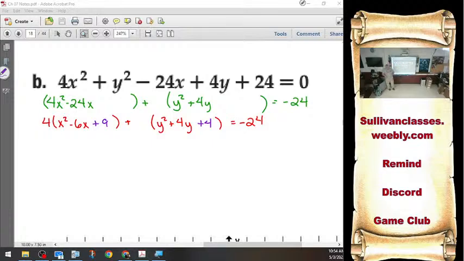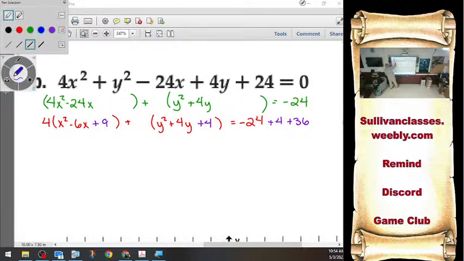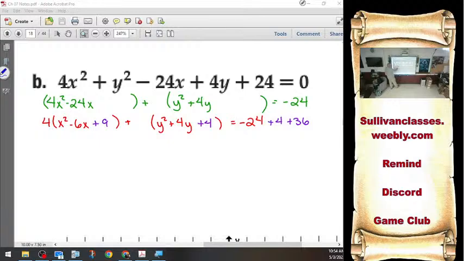What you do to one side, you do to the other. If I added 4, I need to add 4. I did not add 9. I added 36. You have to look at, even though I put the 9 in there, and that does complete the square, it's in parentheses with a 4 on the outside. I didn't really add 9. I added 36. Okay? So now, this is a perfect square trinomial.